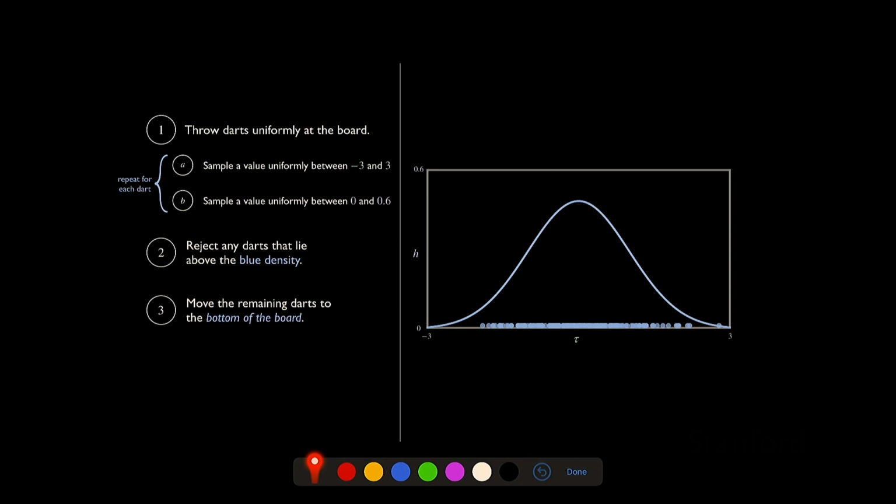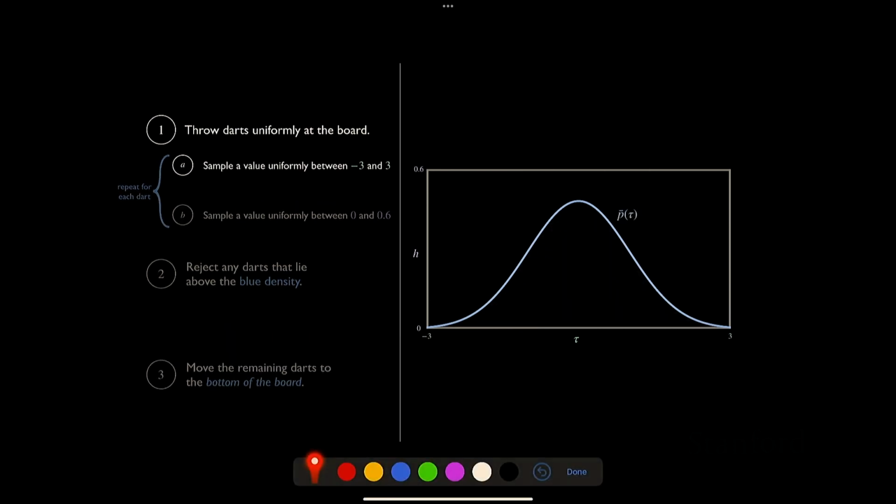Okay, let's go one more time through that process and add a little bit more math. So now what we're going to do is give a name to this blue density that we were trying to sample from. And we're going to call it P bar of tau. As I mentioned, when we talk about unnormalized densities, we typically use this bar. So that's just the unnormalized density we want to sample from.